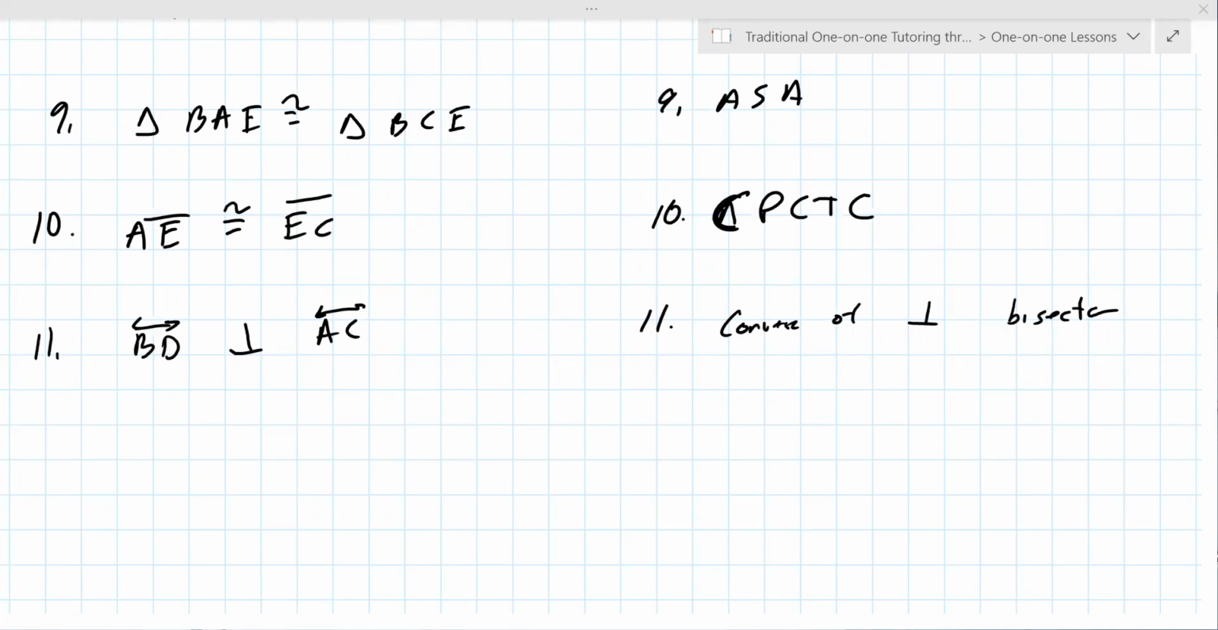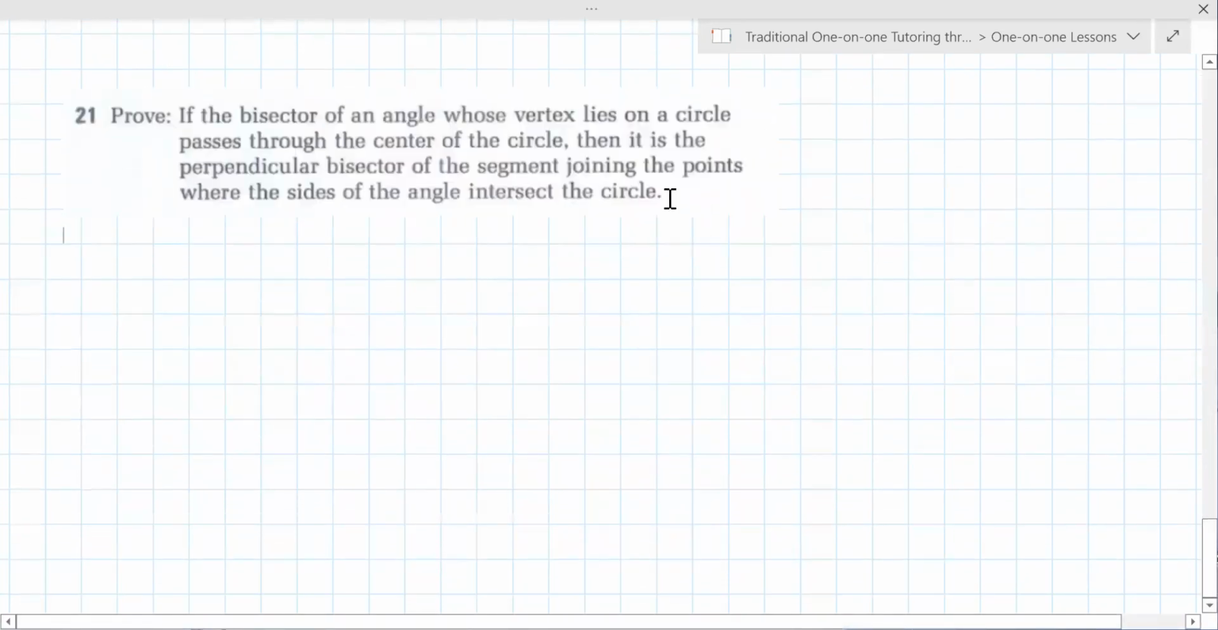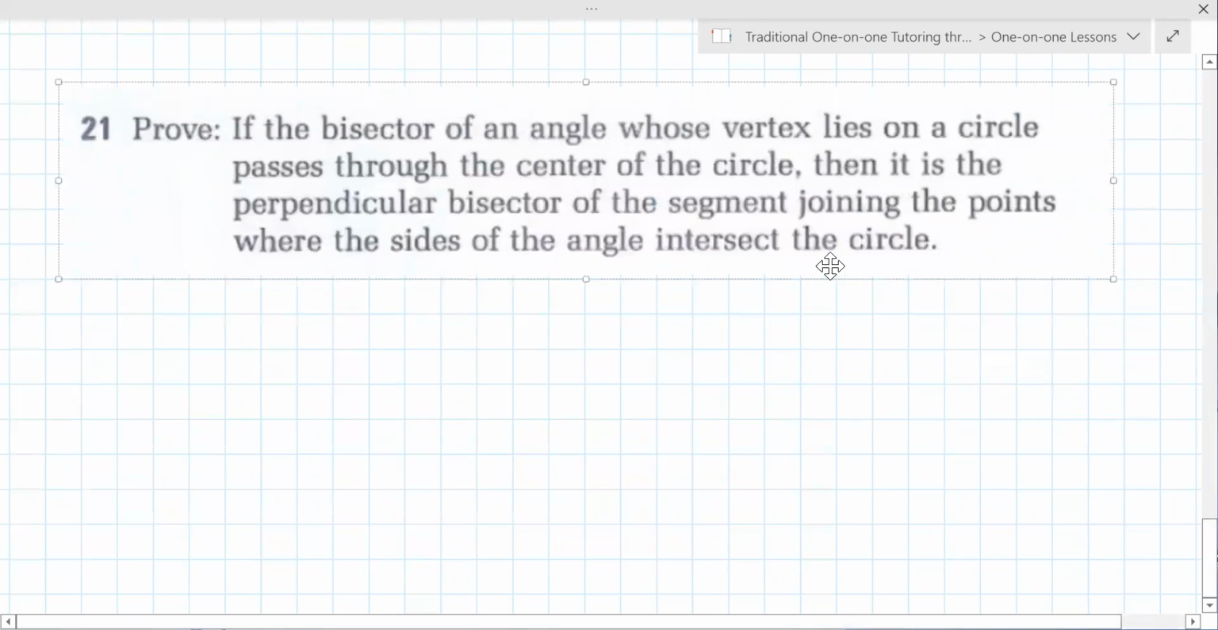So the challenge with this problem is there's no picture. It's rare for proofs that they don't give you a picture. I would not expect this on your test. I would just say that most problems we've done have had a picture, which means you're going to have to draw a picture.